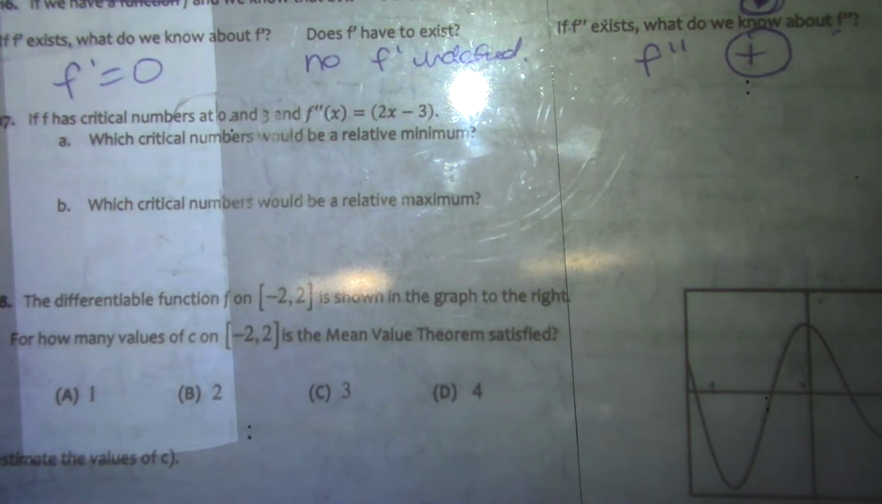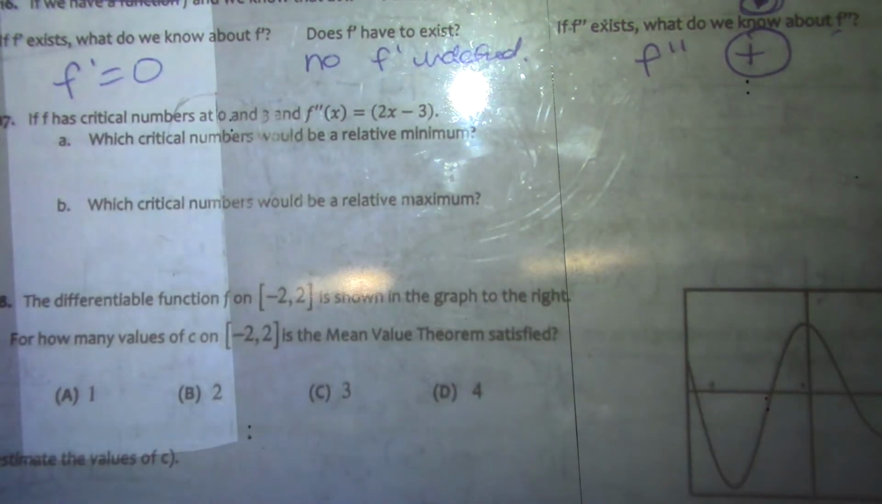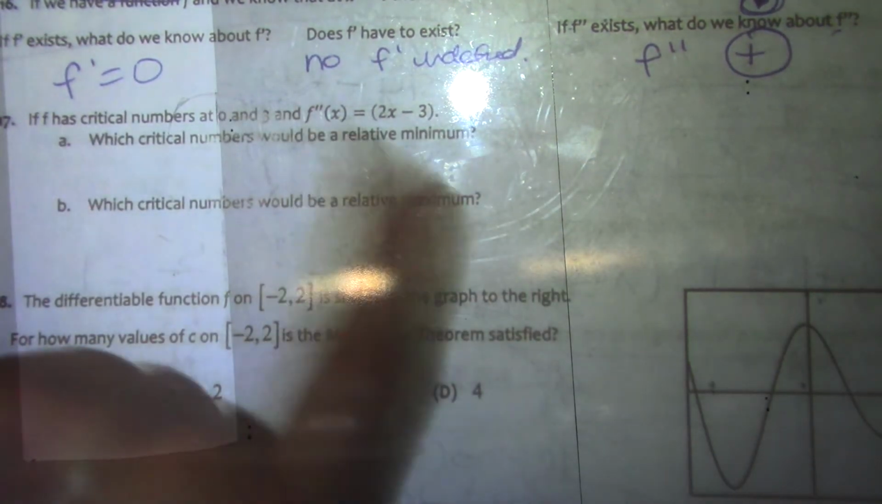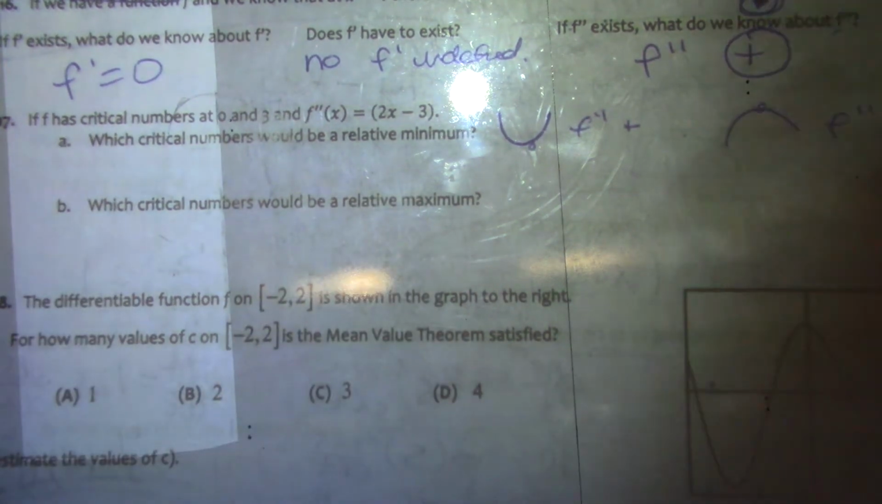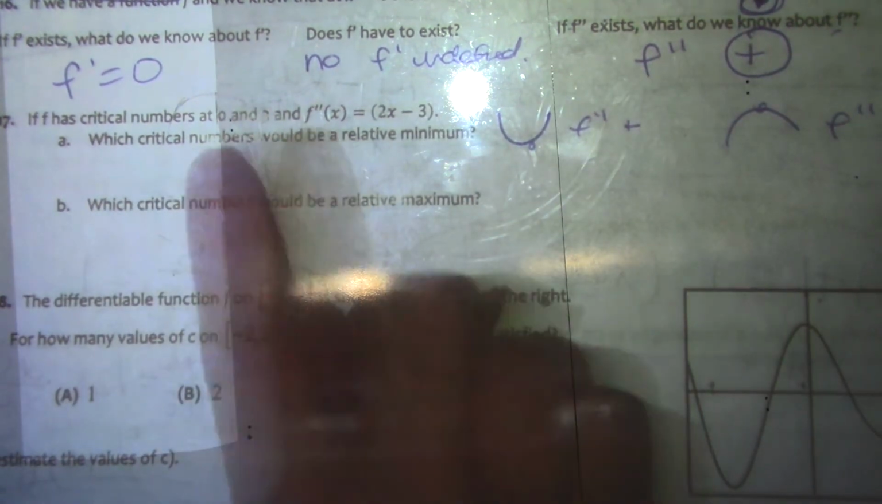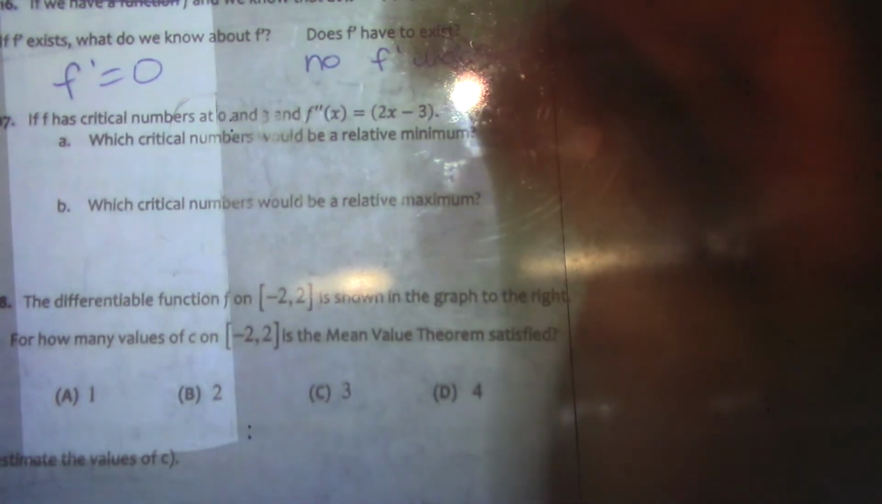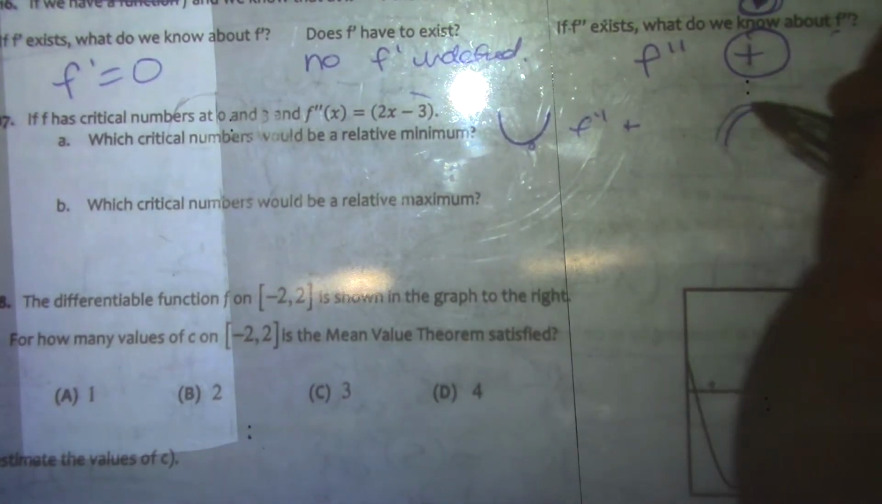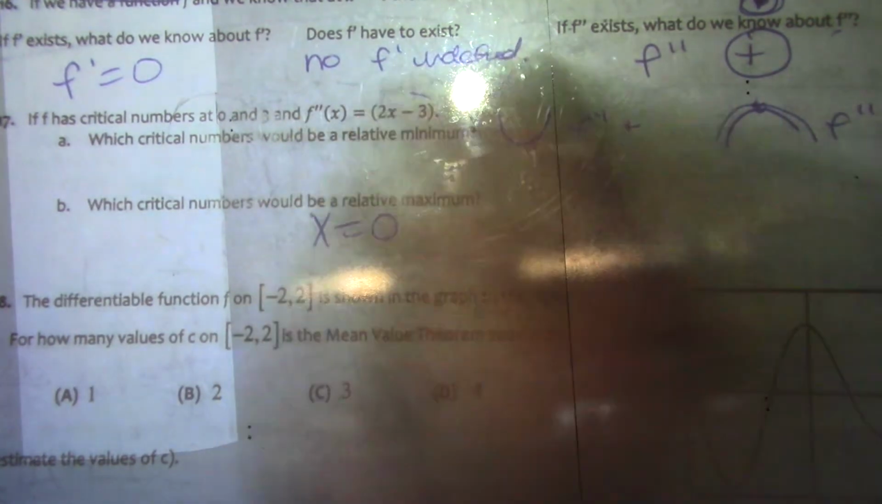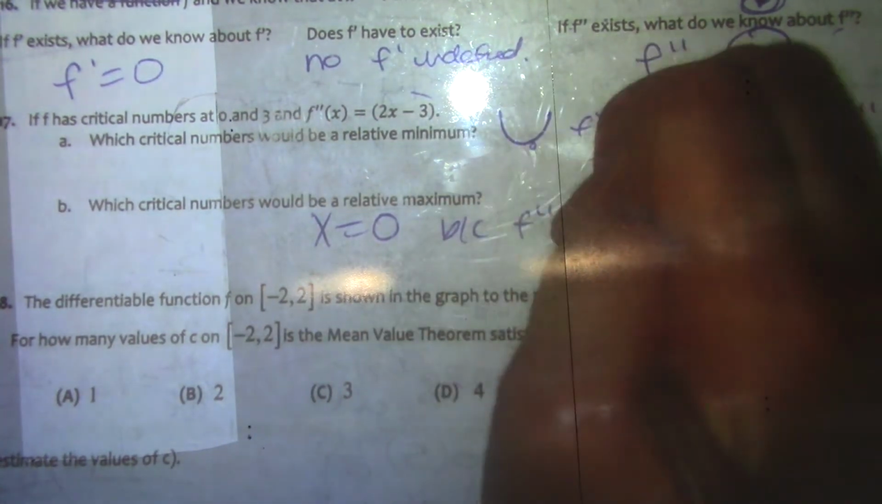Now to decide if it would be max or min, normally we do the f prime number line with positive and negative, but I don't have f prime, I just have f double prime. So think about it: for a minimum, f double prime is positive, and for a maximum, f double prime is negative. So let's check. When you plug in x equals 0, that would be negative, so that would be concave down, which is a maximum. So the maximum is at x equals 0 because f double prime is negative.